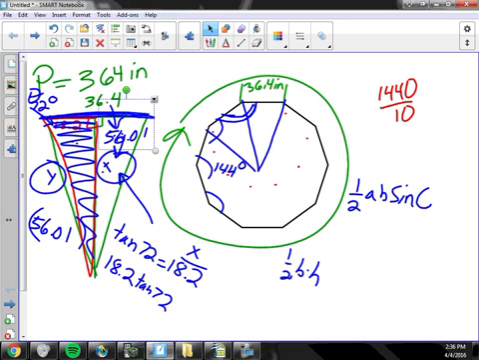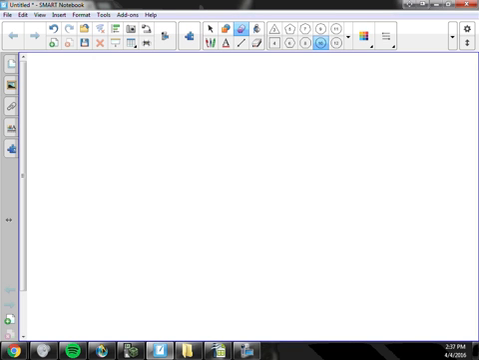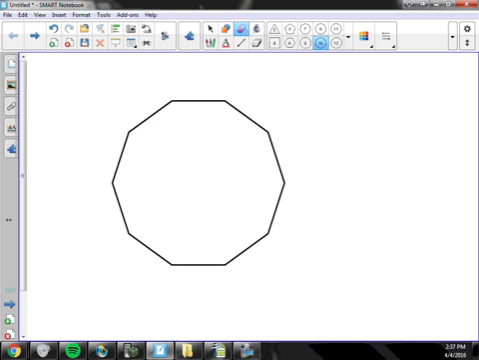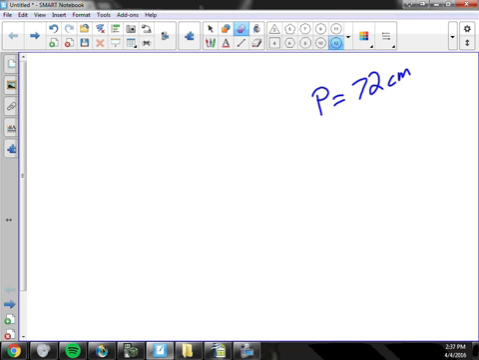So let's do one more. Get rid of our decagon. Casey, what's your favorite number? 12. Boy, you want to make it tough, don't you? No, can't say 3. So let's say the perimeter is equal to, no, that's too easy. 72 centimeters. Oh, I meant to grab 12. I tried, I just missed.